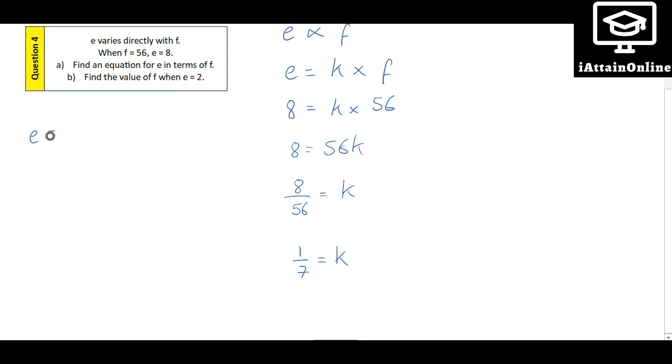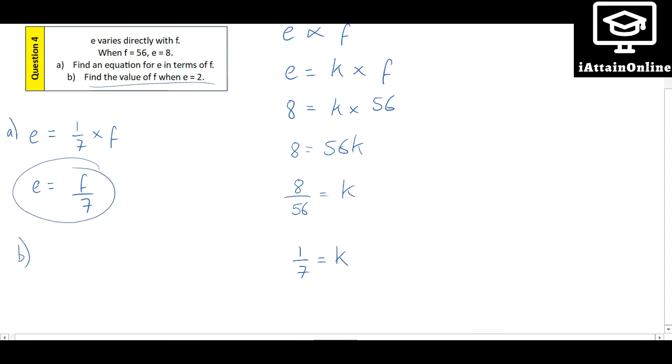So E is equal to 1/7 of f, so you can use times f, or E is equal to f over 7. Once you have that, part B, we're just going to use this equation. Again, take particular care, it's given us the value for E, not the value for f. So instead of E, I'm now going to use 2 is equal to f divided by 7.